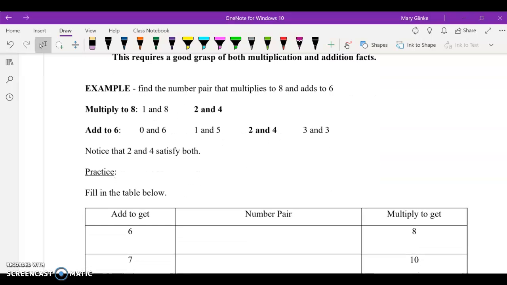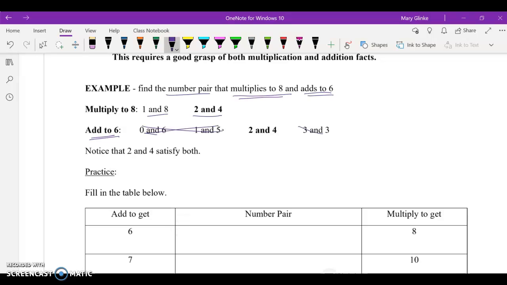So yesterday, you guys had to come up with a bunch of different number pairs that multiplied to get a certain number. And that was setting you up for today. So let's think about this. We're going to find the number pair that multiplies to get 8, but yet adds to get 6. So you're looking for what multiplies to get 8 but adds to get 6. Well, to multiply to get 8, it's either going to be 1 and 8 or 2 and 4. But only one of those actually works with the next part, numbers that add to get 6.